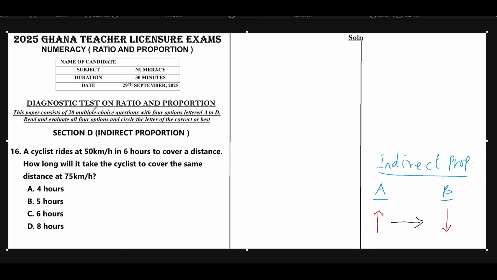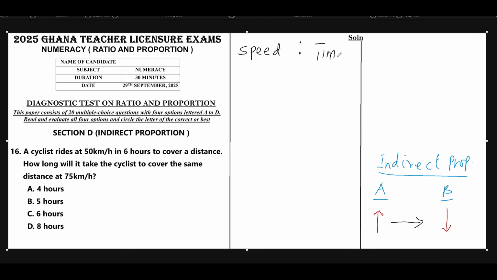A cyclist rides 50 kilometers per hour in 6 hours to cover a distance. How long will it take the cyclist to cover the same distance at a speed of 75 kilometers per hour? So first of all, let's identify the quantities given in the question. So we have speed and then time. Speed and time.